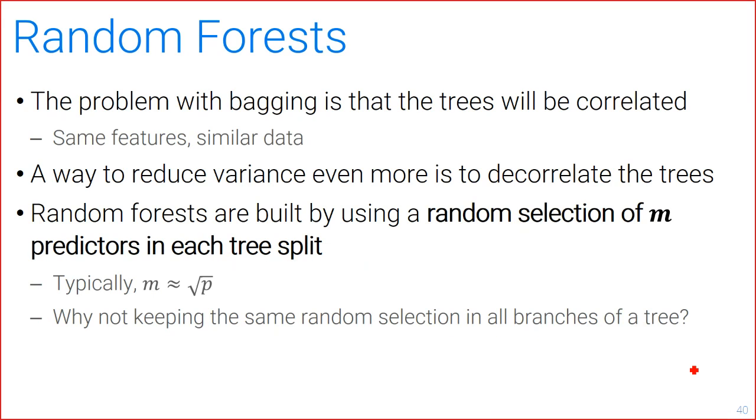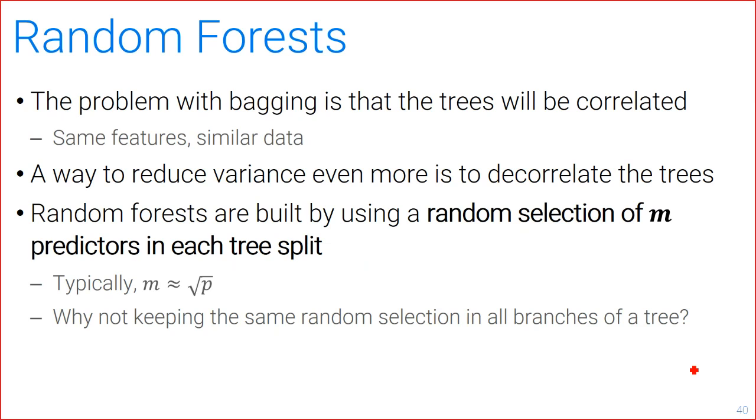The problem with bagging is that all those trees are going to be correlated in one way or another. Because if you think about it, they are based on very similar data. After all, we're just resampling the same training set over and over and over again. The data is going to be very similar, and we have the same features. So all those n different trees are going to be very similar one way or another.